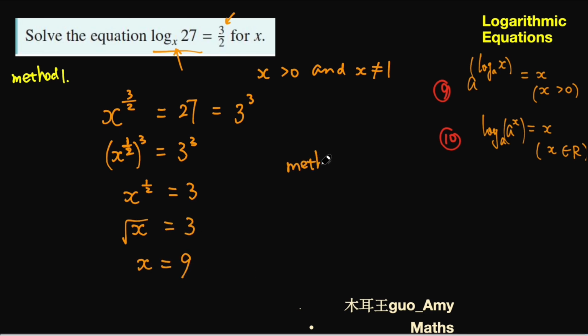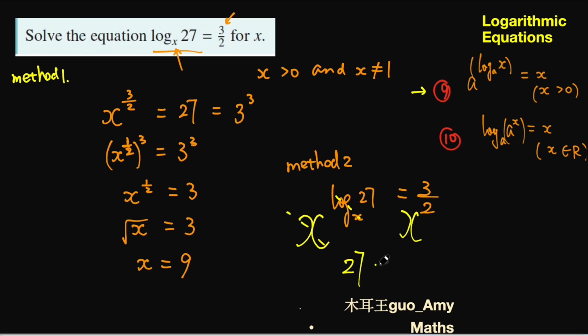The second idea is that we can use the inverse relationship to convert them. First, we have log 27 to the base x, which is equal to 3/2. Then we have the log on the left part, and we make this the index of the exponential form with the same base x. By using the ninth result, we can see these two operations can be cancelled out. Therefore, we have 27 equals x to the power 3/2. Similarly, we get the value of x equals 9.